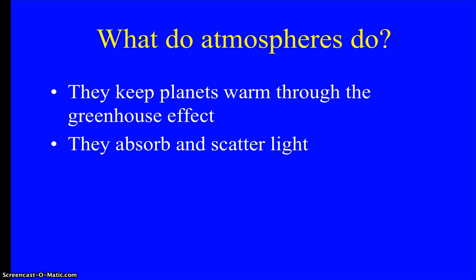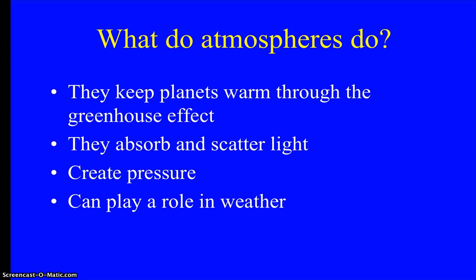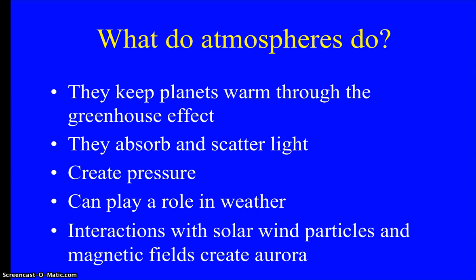The atmosphere also helps to absorb light, which is absorbing the energy from the Sun, and helps to warm us. It also acts as a protector, because it will scatter some light and prevent it from penetrating the atmosphere. It does create pressure, and of course everything on Earth has been acclimated to the atmospheric pressure that we do feel. It can also play a role in the weather. Finally, there's an interaction with the solar wind particles and the magnetic fields, which creates the aurora, or what you might also know as the northern lights.